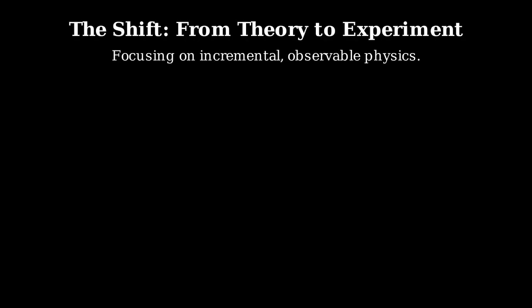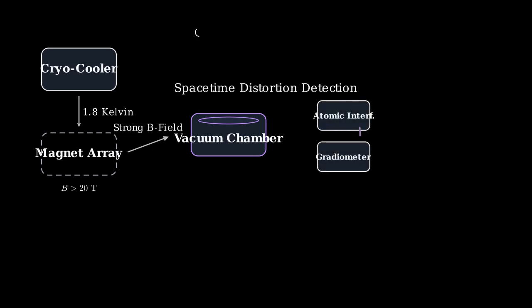We are now witnessing a profound shift in how we approach gravity. Rather than relying solely on abstract mathematical models, researchers are moving into the laboratory to focus on incremental and observable physical phenomena. This starts with extreme environments. Using high-powered magnet arrays cooled to nearly absolute zero by cryocoolers, we can generate magnetic fields exceeding 20 Tesla. This energy is channeled into a vacuum chamber, creating the perfect conditions for quantum exploration.